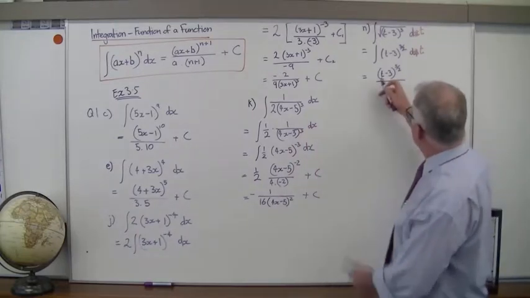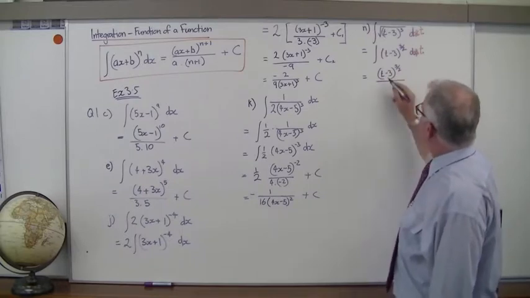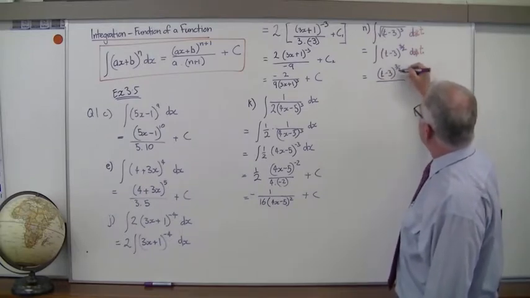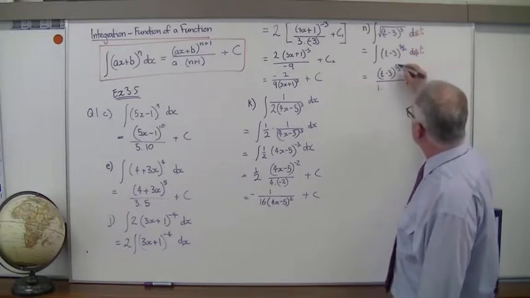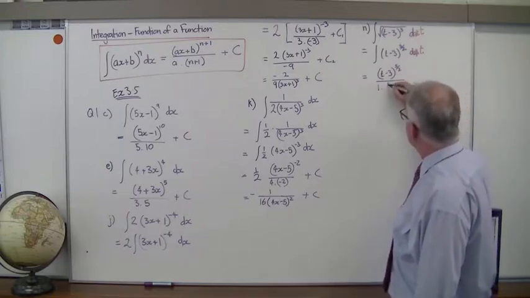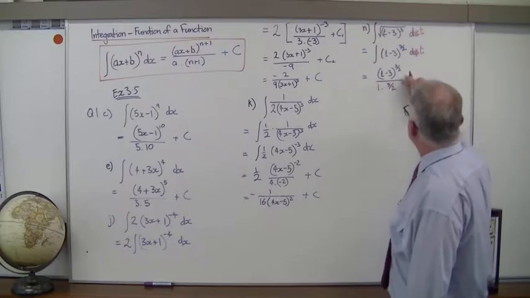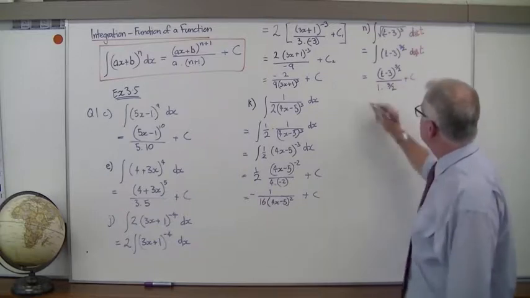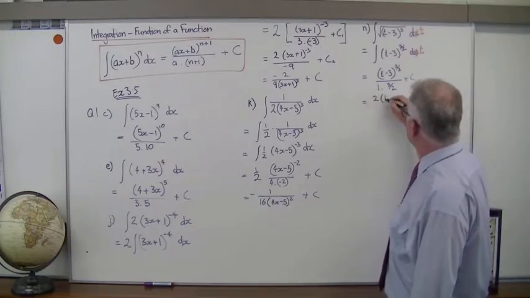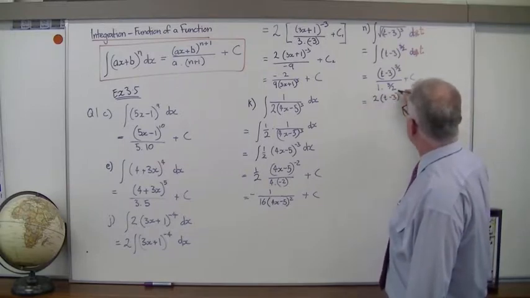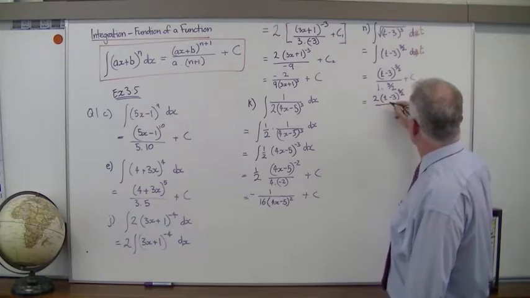Okay, and we will have, as our final solution, t minus 3 to the power of 5 on 2. The coefficient of t is 1 times the power is 5 on 2, and then plus c. So our final answer would be 2 outside of t minus 3 to the power of 5 on 2 all over 5 plus c.